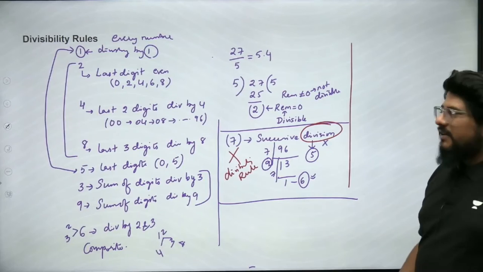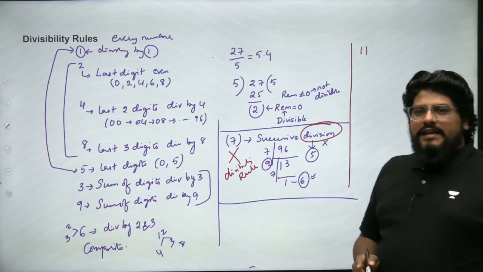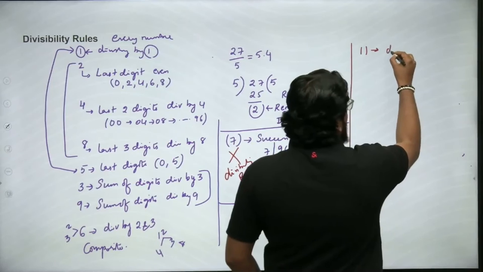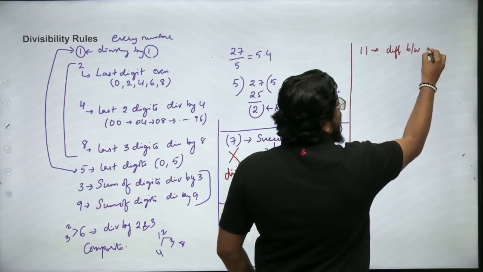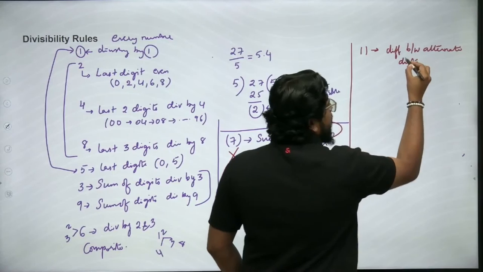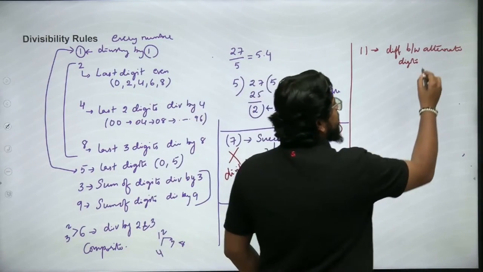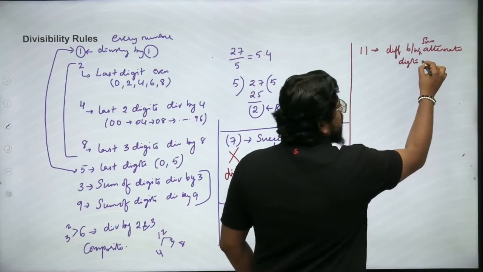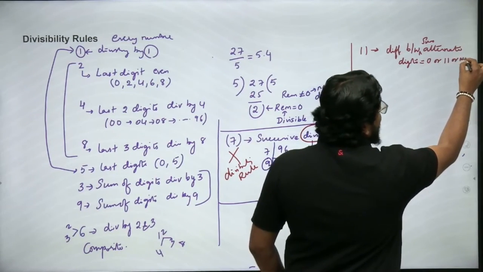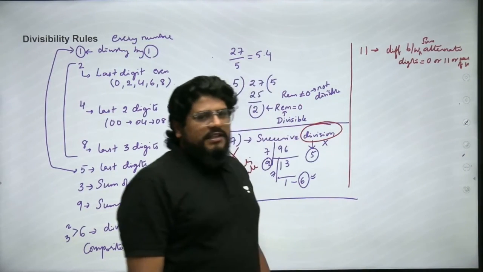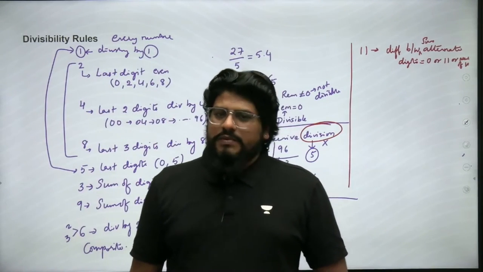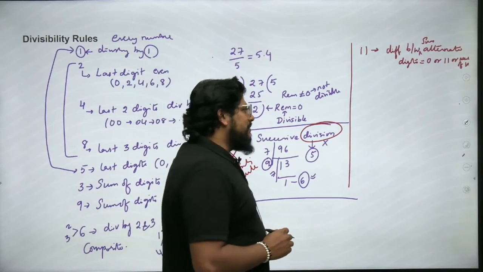Now, let's come down to the next number, which is 11. 11 has an interesting rule here. For a number to be divisible by 11, the difference between the sum of alternate digits should be 0 or 11 or multiples of 11. Am I clear with the rule? For 11, the difference between the sums of alternate digits should be either 0 or 11 or multiples of 11.